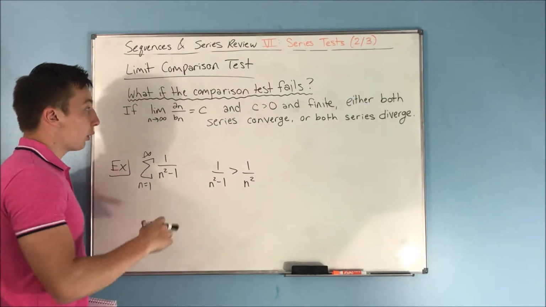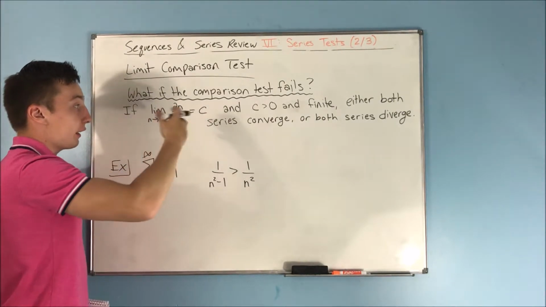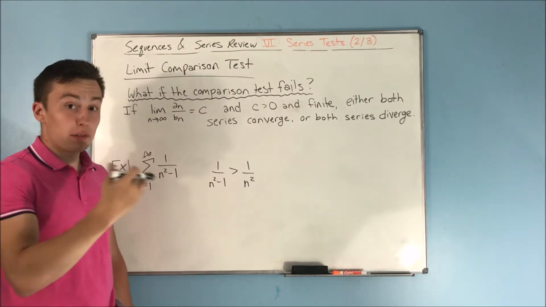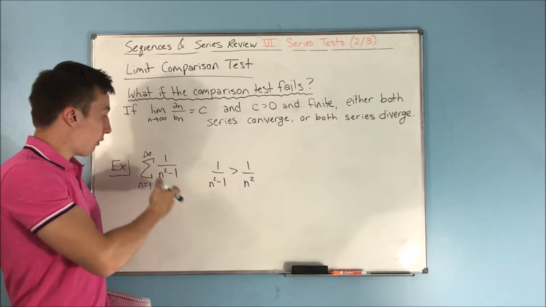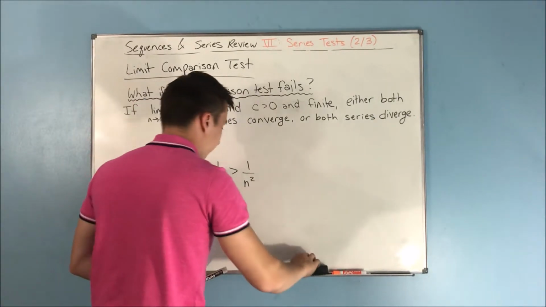So if we can prove that the limit as n approaches infinity of a sub n over b sub n is equal to some c, and c is greater than 0 and finite, then we know that this series converges by the limit comparison test. So let's see if we can do that.